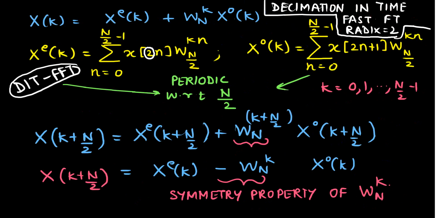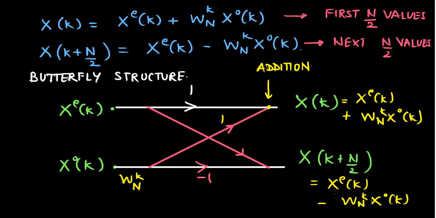these two terms here, that are obtained from X even of k and X odd of k, where X even of k is given by this formula and X odd of k is given by this formula. Then we saw that the range of k is now restricted from 0 to N by 2 minus 1. So in order to obtain the next N by 2 points, we consider X of k plus N by 2, and then further solving we obtain this equation.